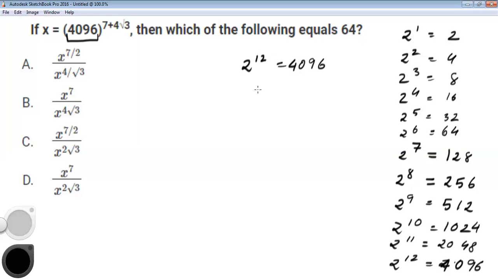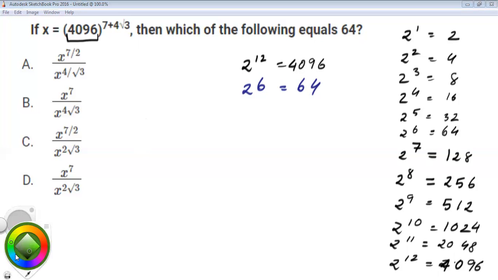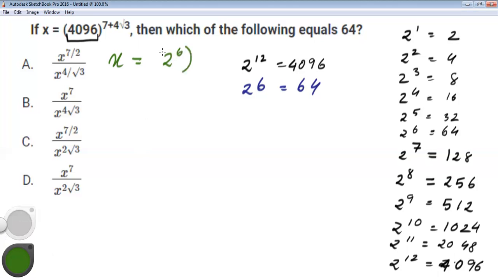So now, let me just change the color of the pen. Since we know that 2 power 6 is equal to 64, that's the reason why we're going to convert this equation in that manner. Okay, so how are we going to do this? We're going to look at this like this. We have x equals (2 power 6) whole square power 7 plus 4 root 3.